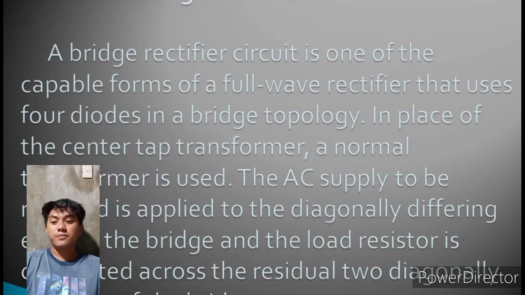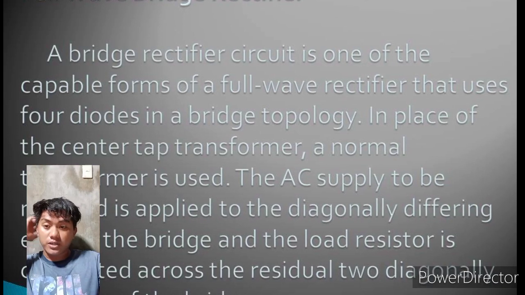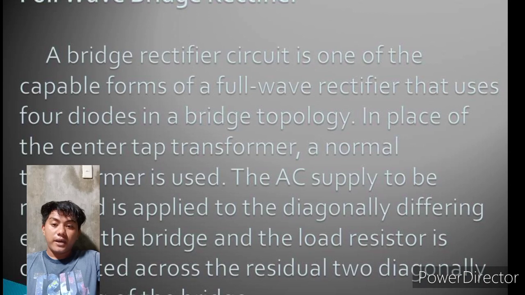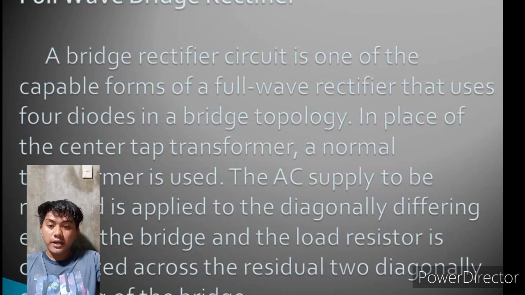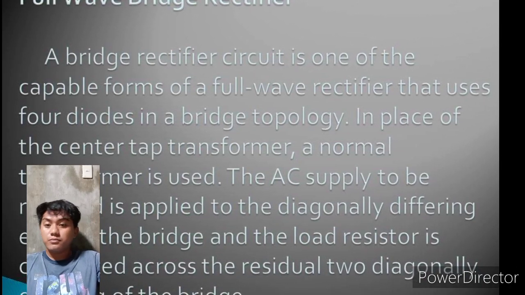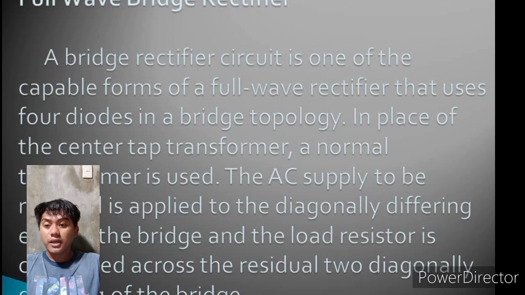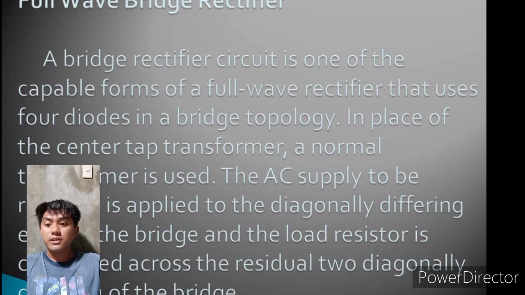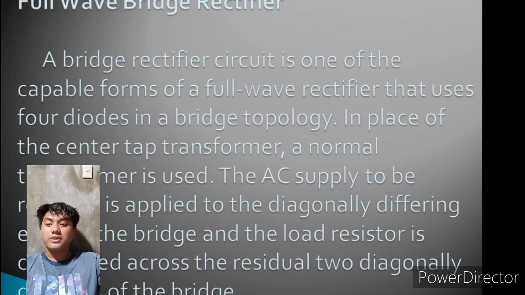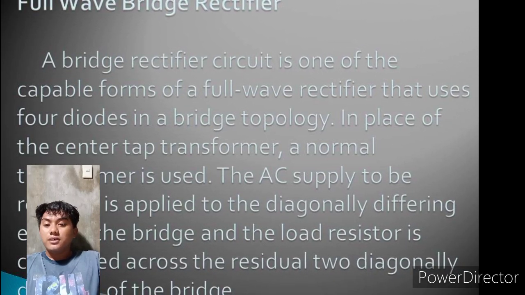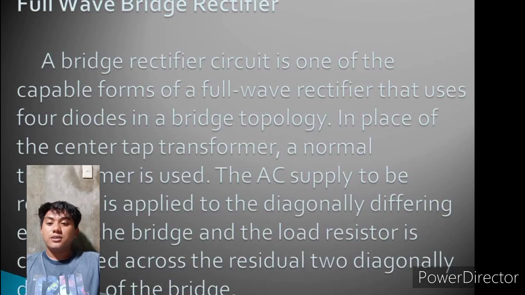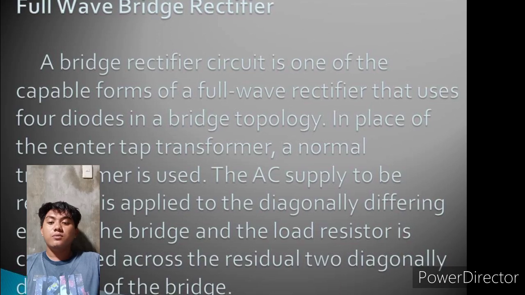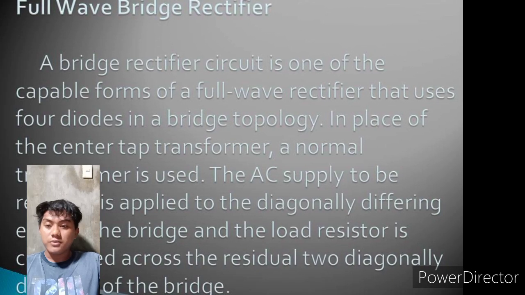Full wave bridge rectifier. This rectifier circuit is one of the most capable forms of full wave rectifier. Here the rectifier uses four diodes in a bridge topology in place of the center tap transformer. The AC supply is applied to diagonally opposite ends of the bridge and the load is connected across the remaining two diagonally opposite ends of the bridge.